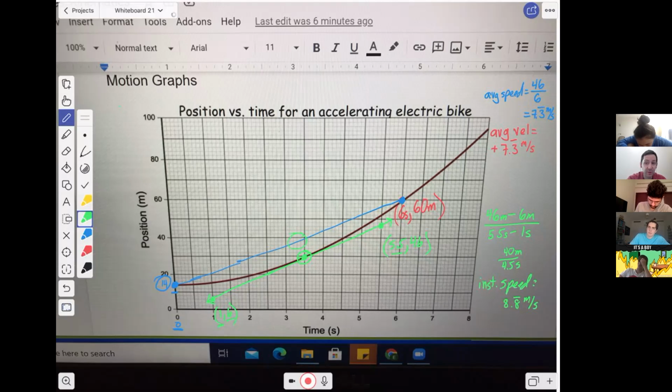Average velocity and average speed don't have to be the same. In this case, they were, but they don't have to be. But as long as it's only traveling in one direction, then those two things should be the same.